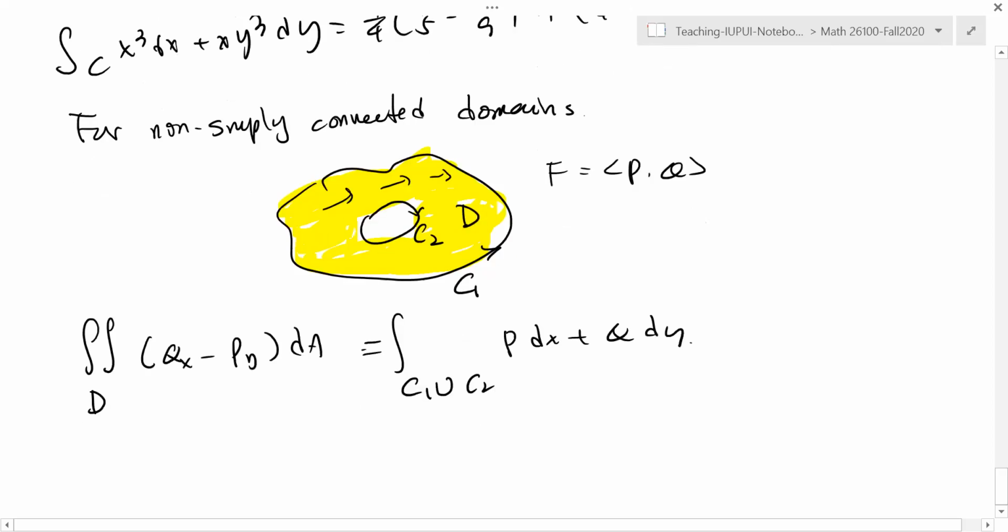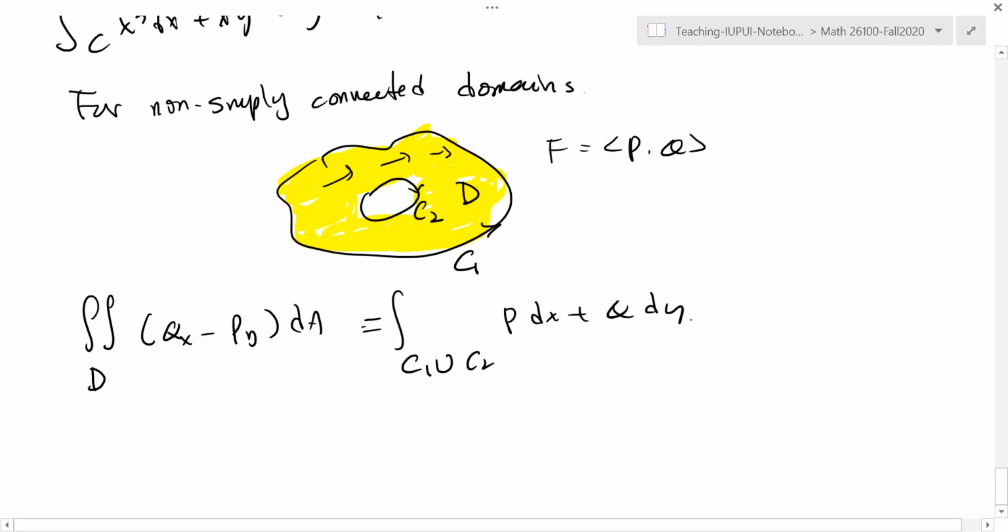Okay, so you have a domain that is not simply connected, but consists of two closed curves. The inside closed curve is actually the boundary of the hole, and the outside curve actually encloses the domain. Okay, then you have this formula again.